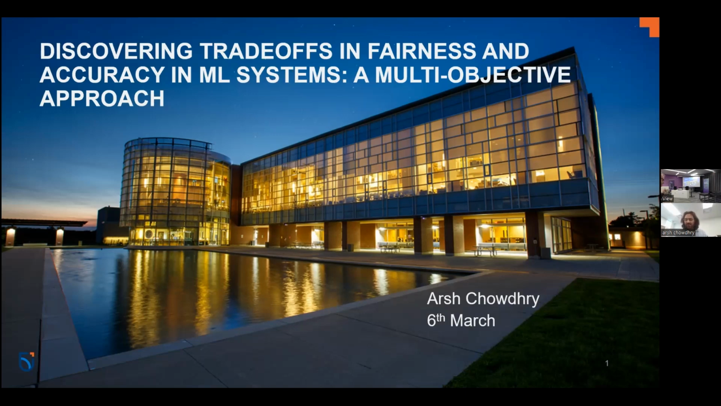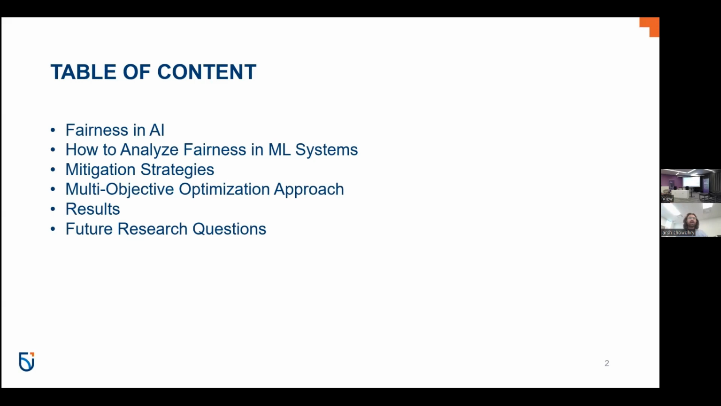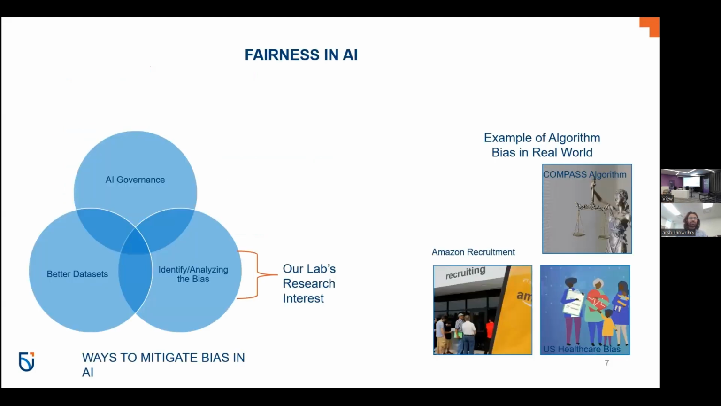Today I'll be talking about my research, and my presentation is about discovering trade-offs in fairness and accuracy in machine learning systems, a multi-objective approach. First, we'll discuss what fairness means in AI with the help of real world examples. Then, how can we analyze fairness in machine learning systems, the mitigation strategies, the multi-objective optimization approach that we use for our problem, then the results and future research questions to further go in my research.